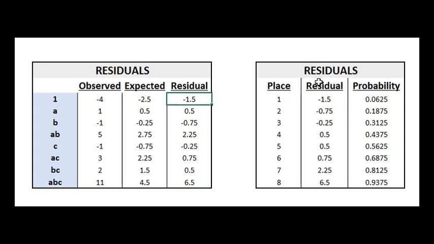I rearrange the residuals from low to high, and I calculate the probability. This probability is calculated by the place minus a half, divided by the number of factors that we are working on.